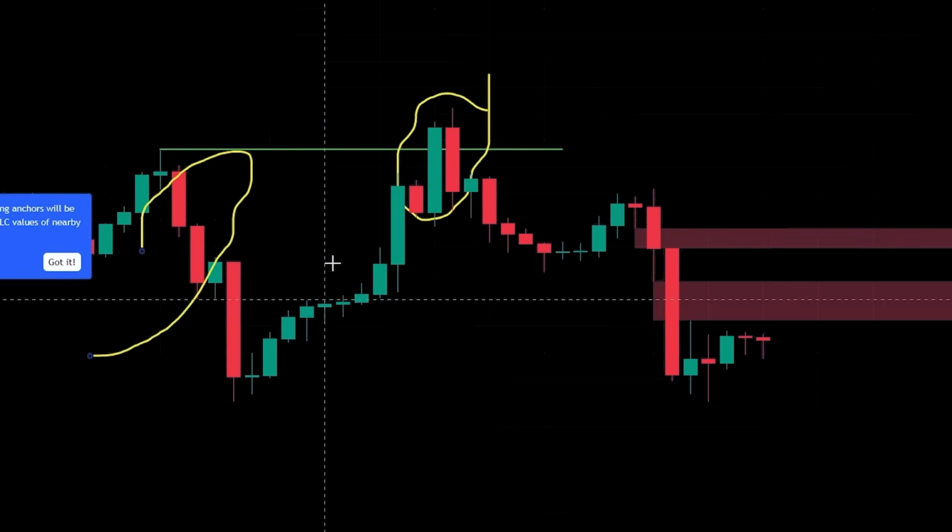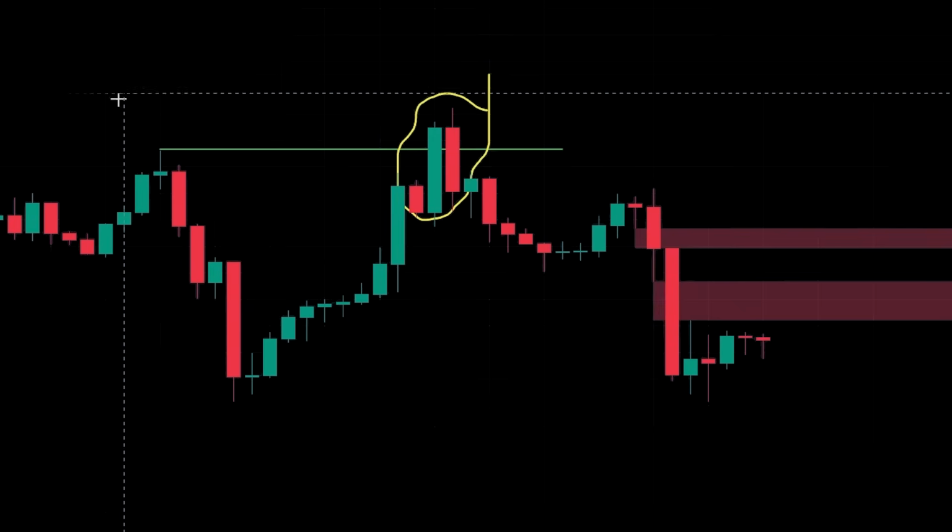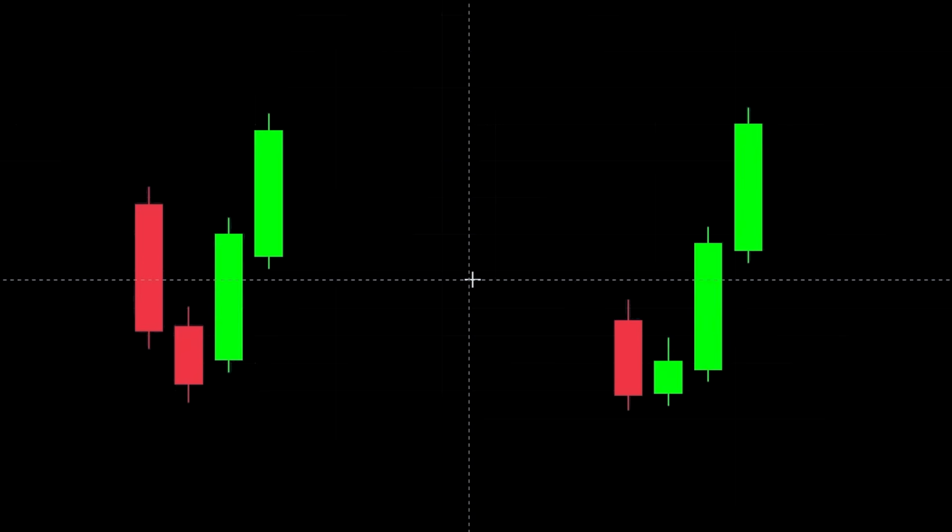However, for a more conservative approach, you can wait for price to break below the recent low to confirm the change in character. Once the reversal is confirmed, we wait for price to form new fair value gaps. This is why the strategy is known as FVG.